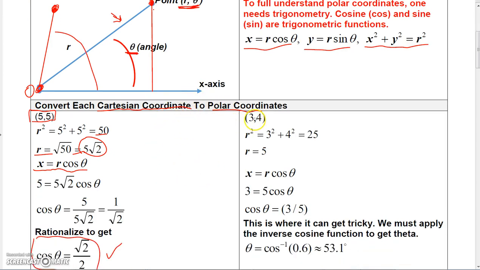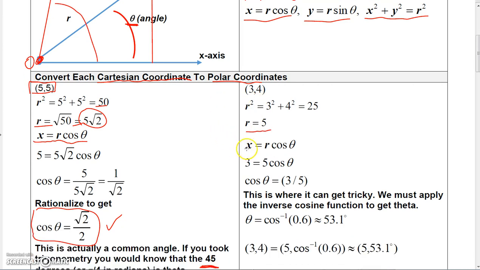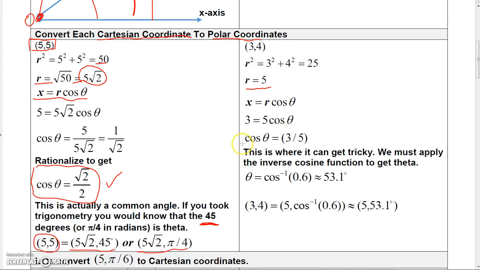This one here, r squared equals 3 squared plus 4 squared. So r would be the square root of 25, which is 5. And x would equal r cosine theta. So we can put in 3 for x, and we can put in 5 for r. So we get 3 equals 5 cosine theta, and then that would tell us that cosine theta is 3/5. Now this one gets a little tricky because we don't just have it memorized off the top of our head.